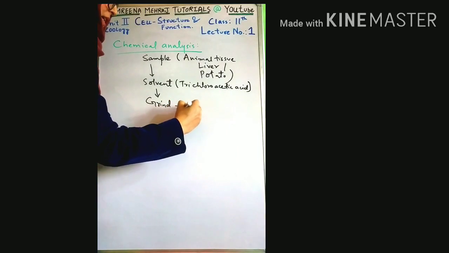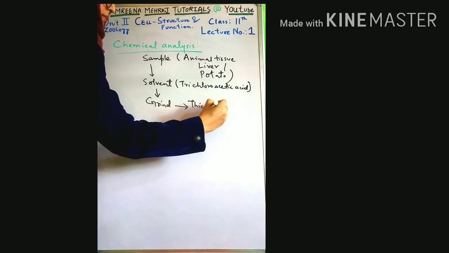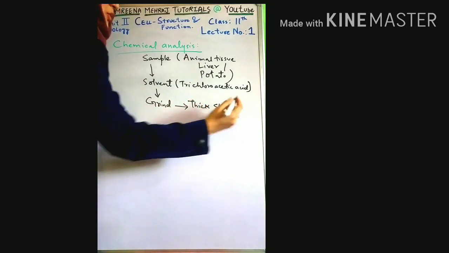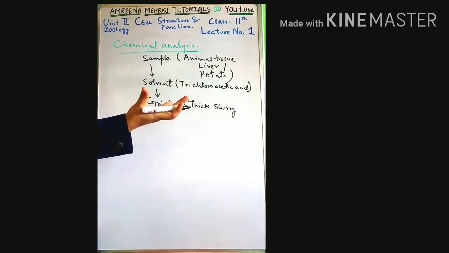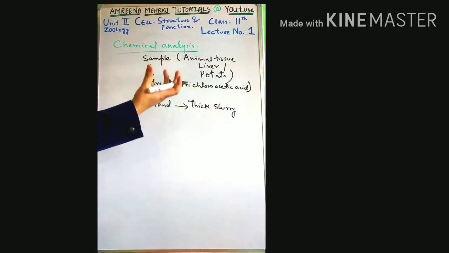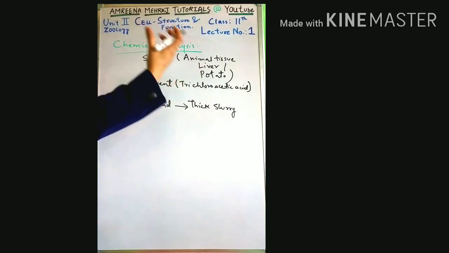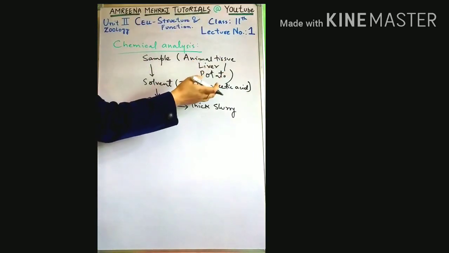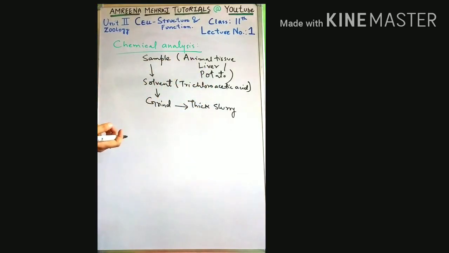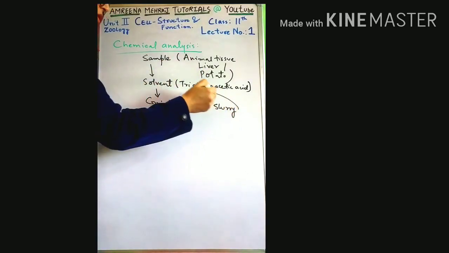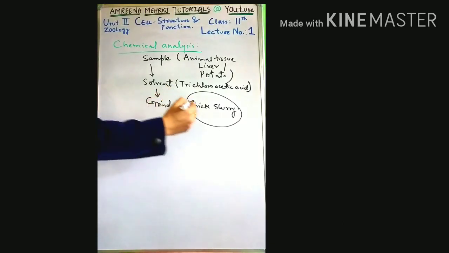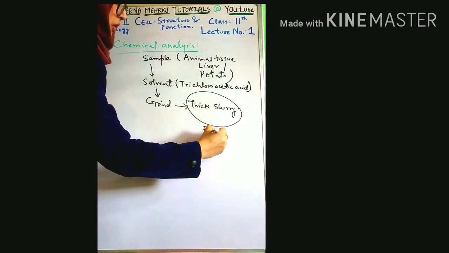What you will get? You will get a thick slurry, you will get a paste kind of a thing. Okay? So you will get this grinded paste of liver in this solution. What is that solution made up of? Trichloroacetic acid.